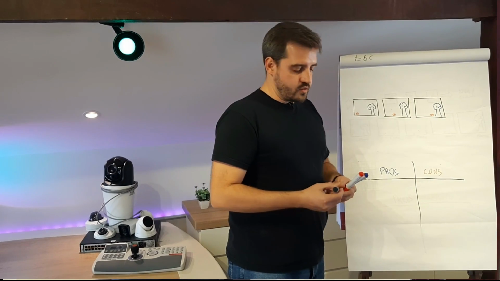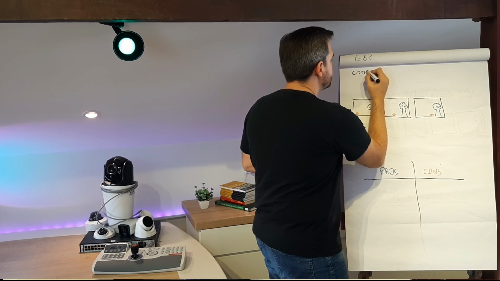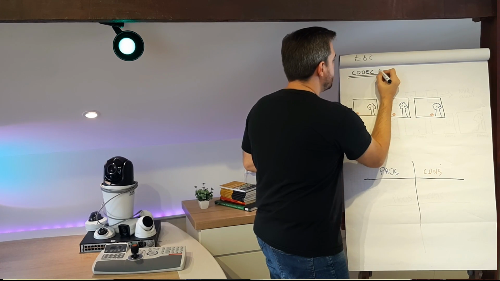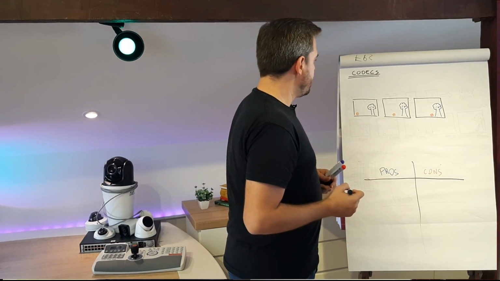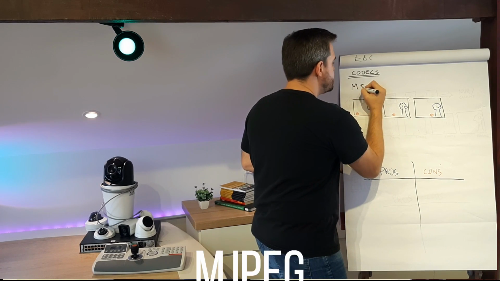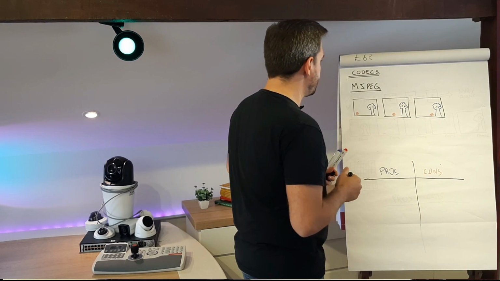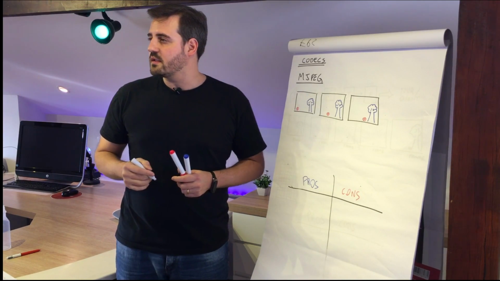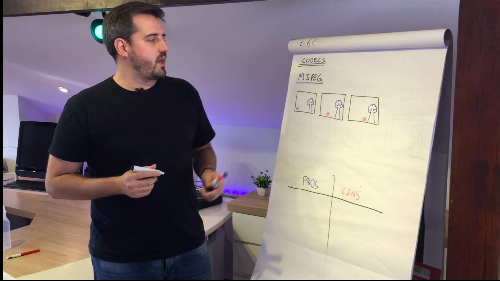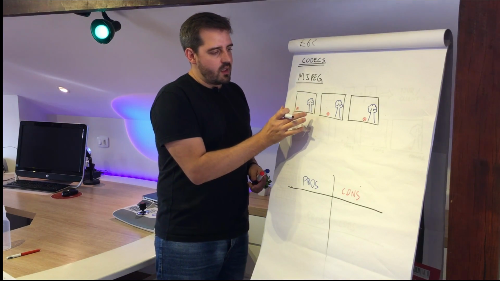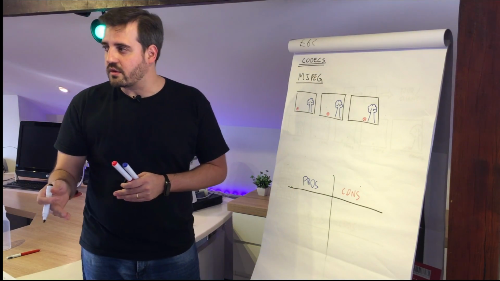Okay, so moving on to codecs. That's a very important part of this stream. I will start here with MJPEG. MJPEG was created in the mid-90s. It's a very old one, and basically it's a motion JPEG. So we are talking about a group of pictures compressed and sent to the NVR or to the client.